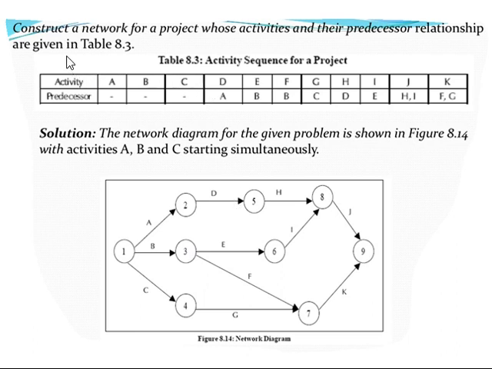is given here. Construct a network for a project whose activities and their precedence relationships are given in a table. These are the activities, starting from A and ending at K. There are so many activities, and some of those activities have precedence relationships, that is, some relationship with respect to the previous activities that have been addressed.